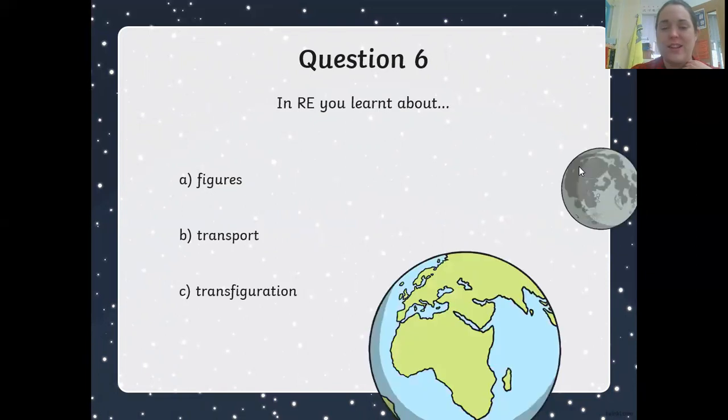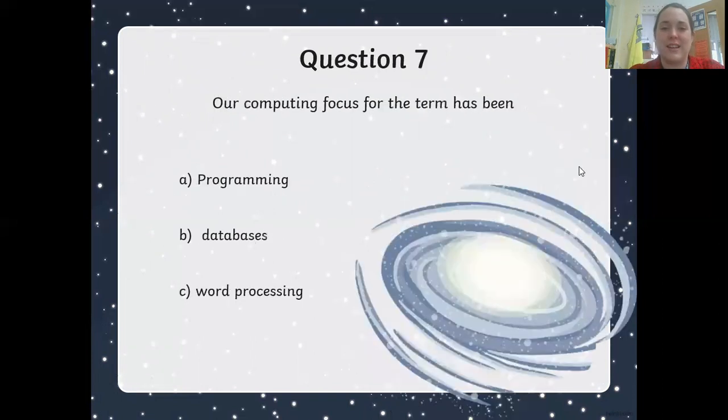Halfway, right. Question 6. In RE, you learnt about, was it A, figures, B, transport, or C, transfiguration? Have a think. Which one do you think it might be? The answer is C, transfiguration.